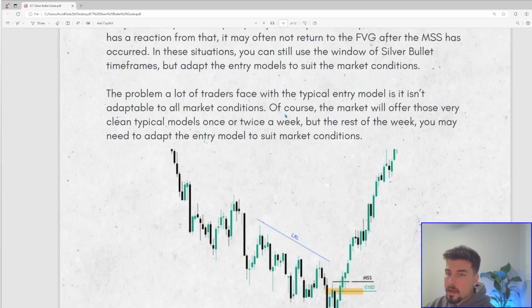So again, of course, the market is going to offer opportunities. The market's going to offer these pitch perfect examples, where you sweep liquidity, market structure shift, return, beautiful, respect the 0.5, but it doesn't always do that. I think it's important to keep in mind: have an adaptable strategy. You sometimes have to adapt, and that's as simple as it is.